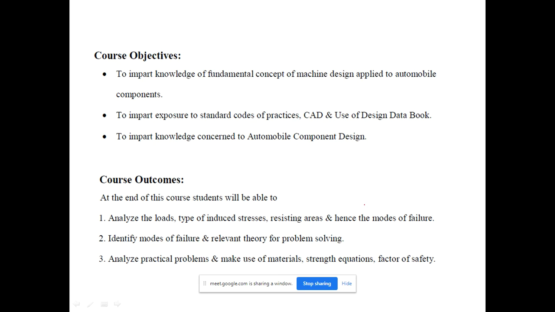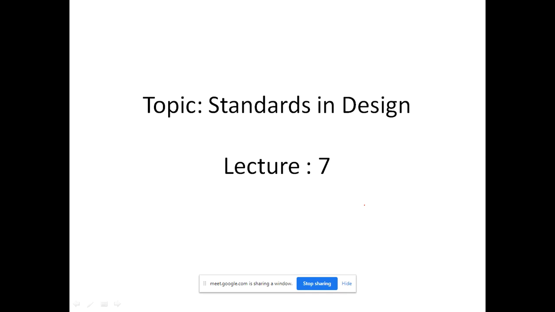Next come to the course objectives. So we have total 3 different course objectives. Next come to the course outcome. So at the end of this course, students will be able to analyze, identify these following important key points.